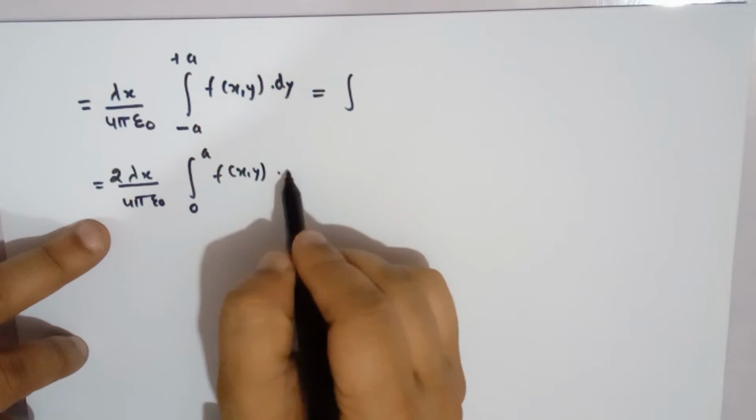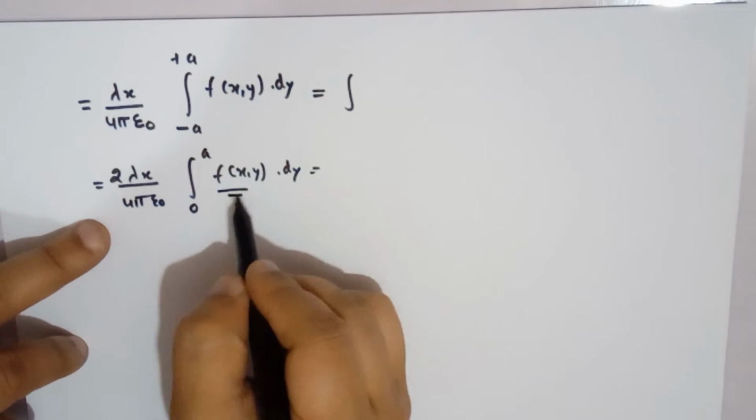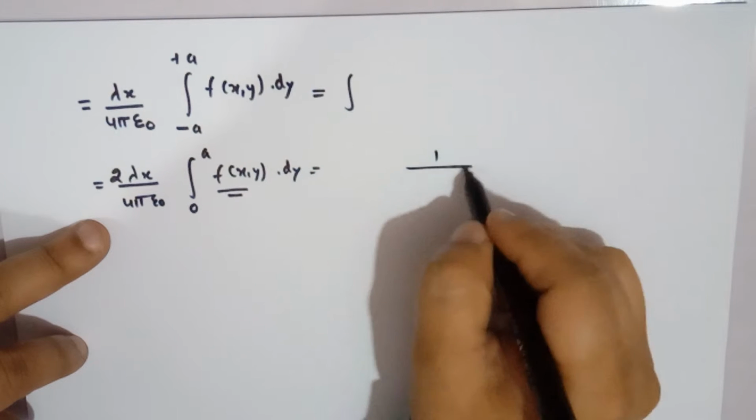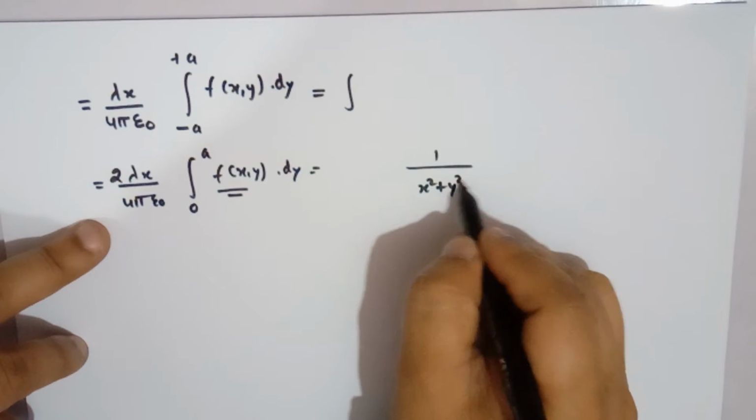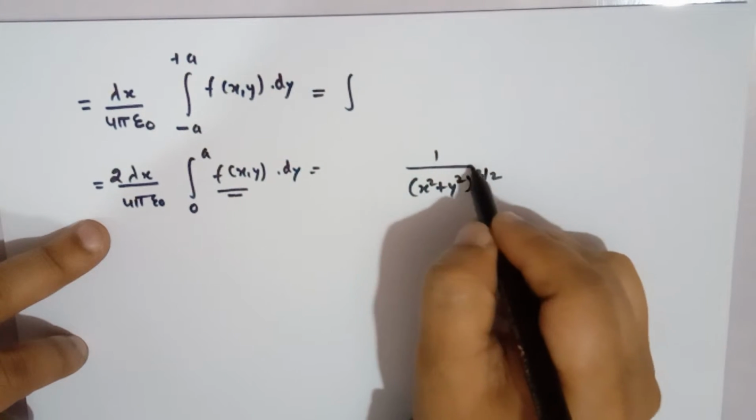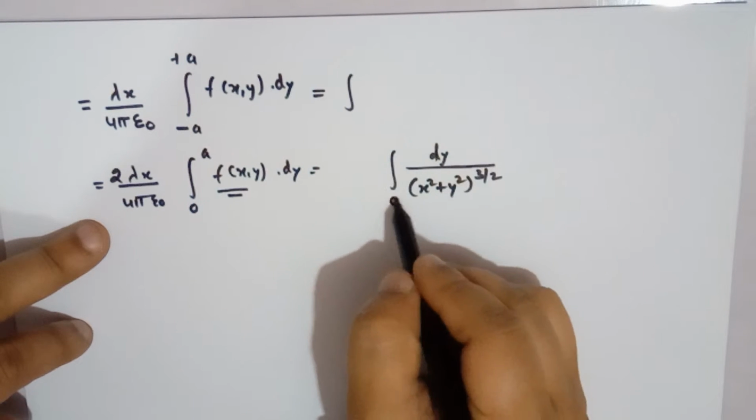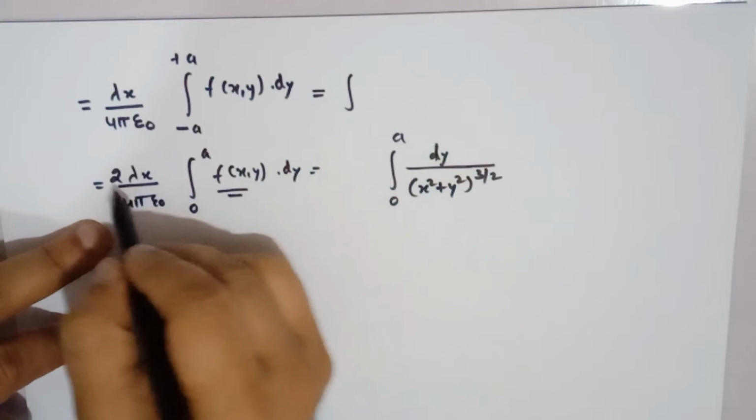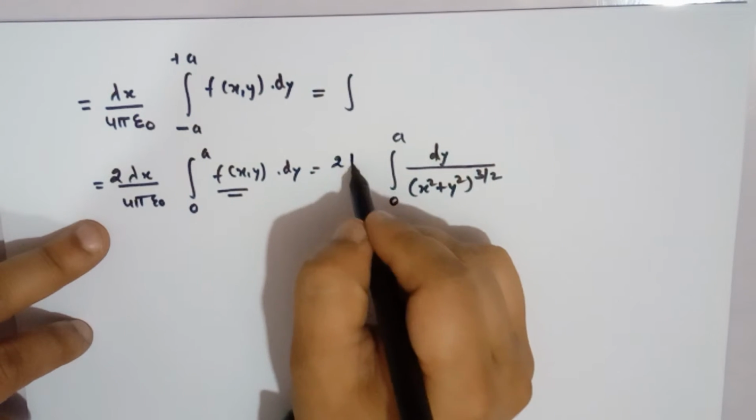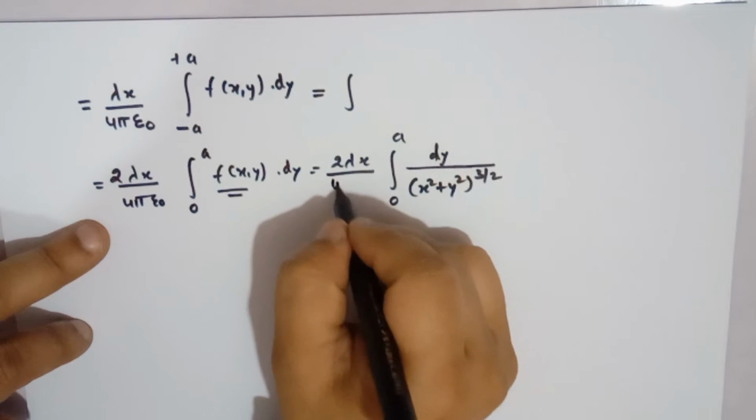f(x, y) dy. And what is this f(x, y)? That is 1 upon (x square plus y square) to the power 3 by 2. Okay, that is the function, and that is the dy. So that becomes from 0 to a, and here you can write all these things: 2 lambda x divided by 4 pi epsilon naught.